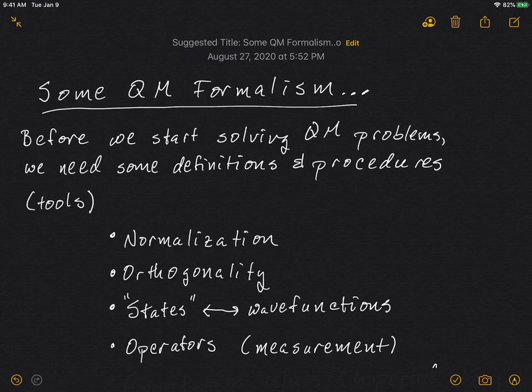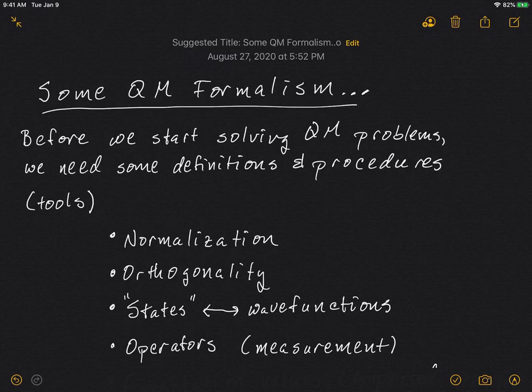Now, there's different ways of approaching this. We could just sort of march into the particle in a box problem and introduce all of these tools as we need them. However, they do sort of form a nice set, and so there's some argument to be made for introducing the formalism first and then going ahead and trying to solve some problems using at least some minimal working set of definitions and procedures. So let's go ahead and do that.